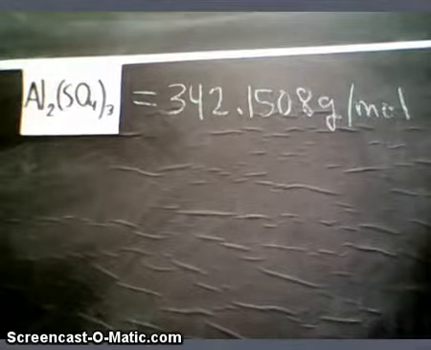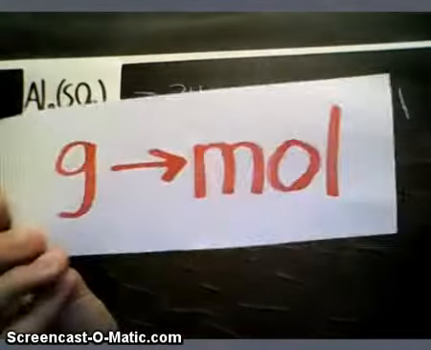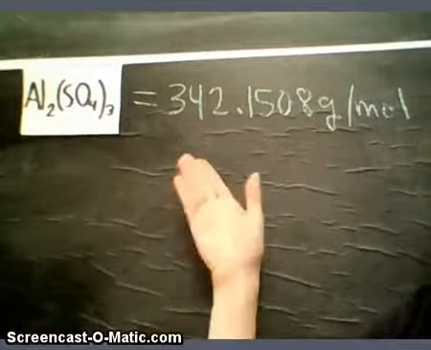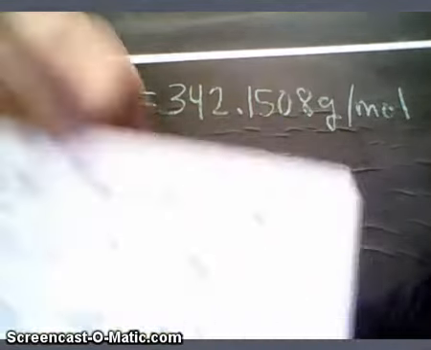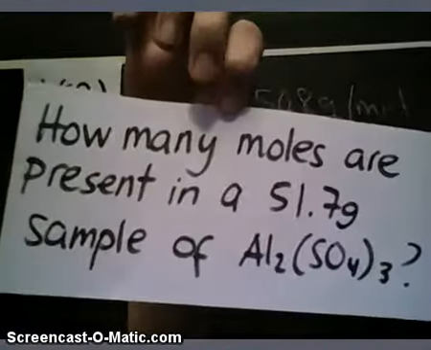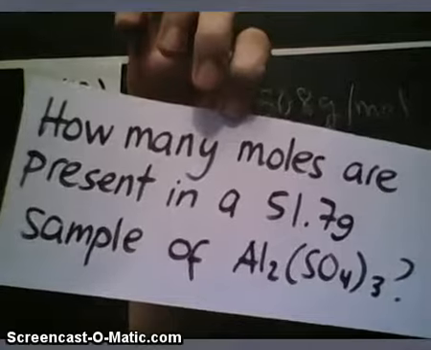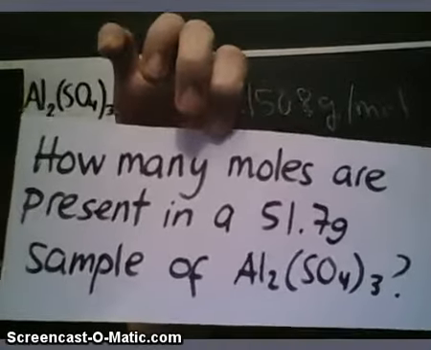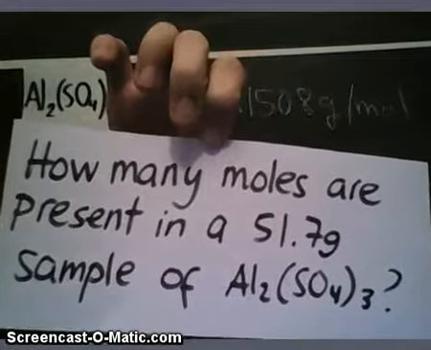Okay, so let's begin the first problem in which we will be converting from grams to moles of a substance. Our substance is aluminum sulfate, and here we have the molar mass. Now, our problem is right here. How many moles are present in a 51.7 gram sample of aluminum sulfate? So we're looking for moles. That will be our wanted value, and the given value is 51.7 grams of aluminum sulfate.